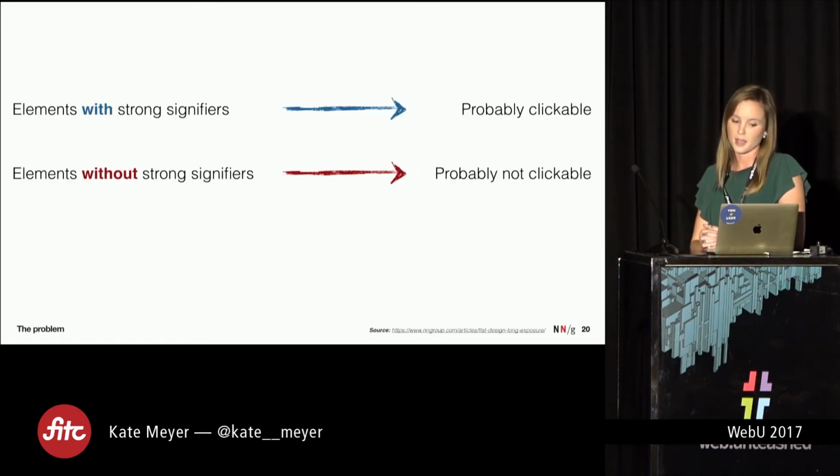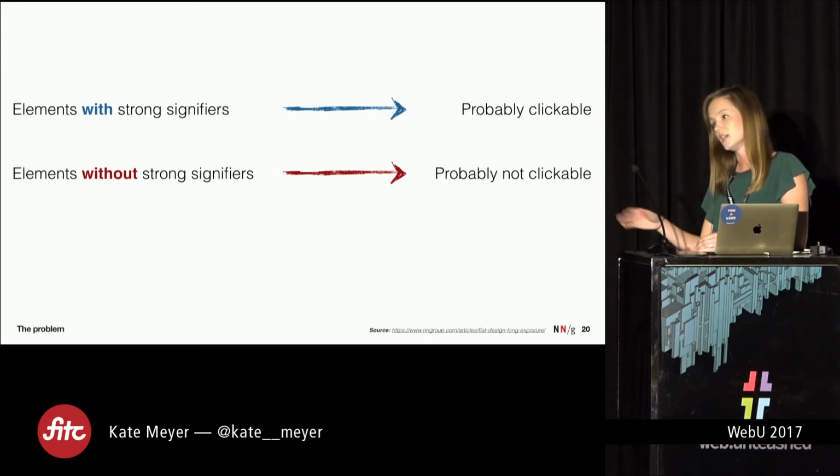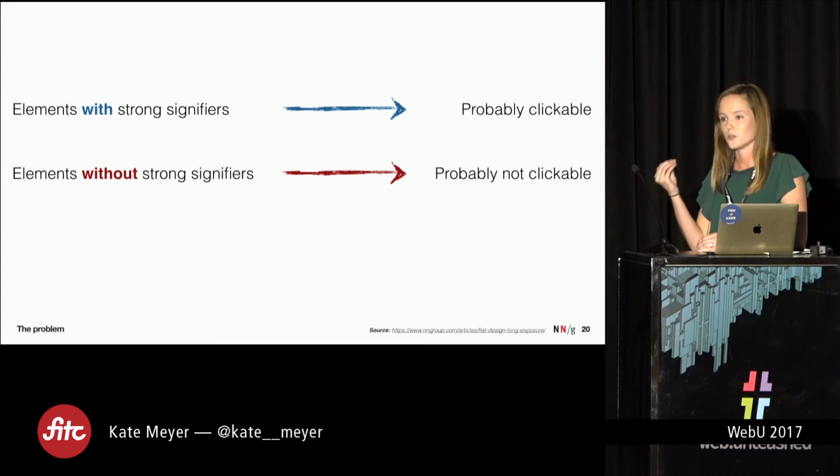So this is a model of how users used to figure out whether or not they could interact with something on the web or in a digital product. They would see strong signifiers, things like those glossy raised buttons in that calculator application, or underlined blue text, those really traditional visual communication of links, and they could safely assume that those things were interactive. They were clickable, they were tappable.